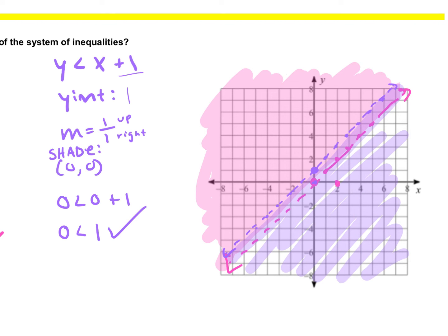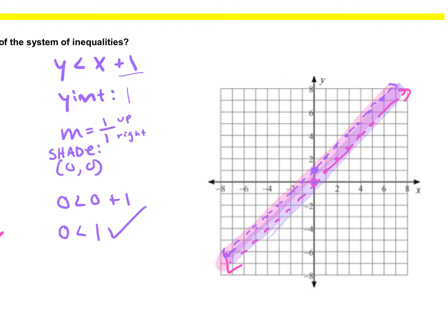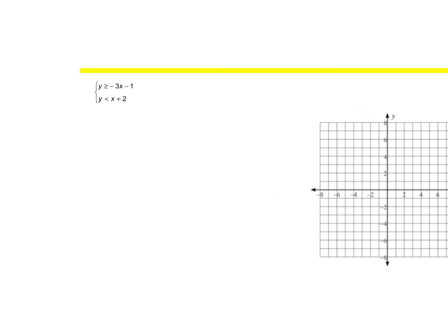Where do these two shading regions overlap? In the middle part. So I'm going to erase everything else besides that middle part. And that's my answer.